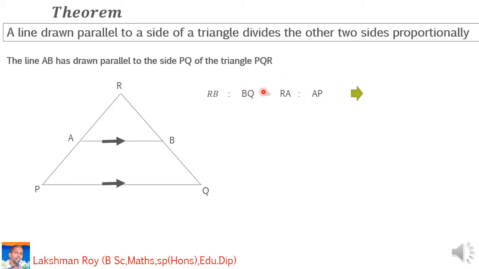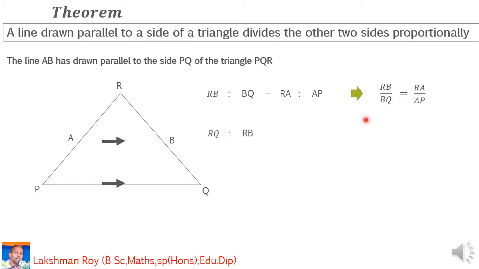That is an important one, right? So let's see, earlier we discussed here RB is to BQ. You can write RB over BQ, right? Then the other part you can write the same way, first term numerator. Here first term numerator means RA over AP, right? So this is what we use to solve problems, right? So this is what the theorem says, right?